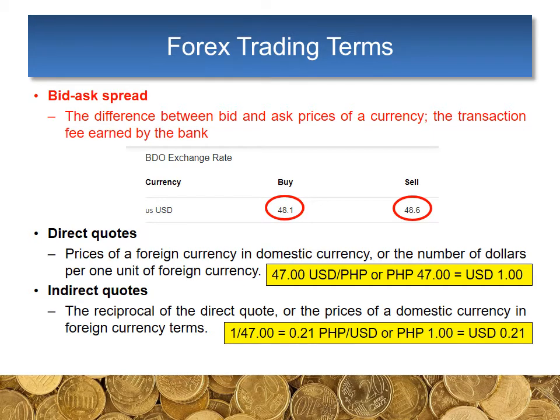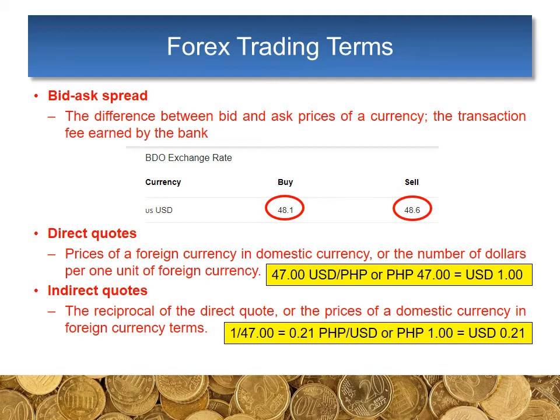The direct quote gives the price of a foreign currency in domestic currency, or the number of pesos per one unit of foreign currency. This is the common expression of foreign exchange in a country. Indirect quotes are the reciprocal of the direct quote, or the price of the Philippine peso, for example, in foreign currency terms.